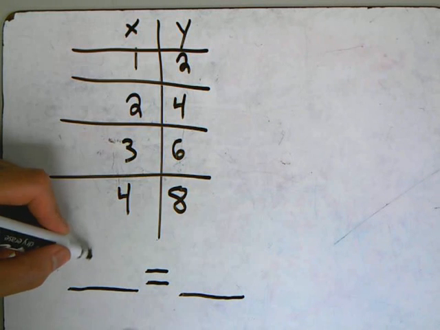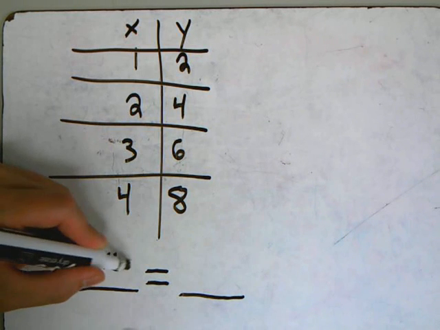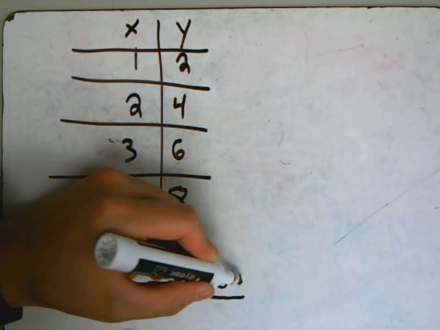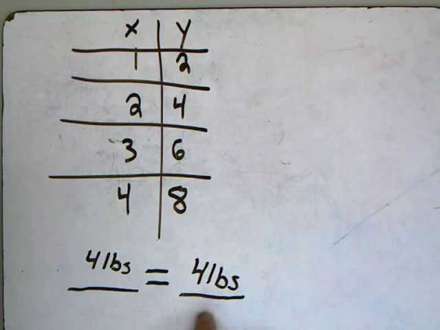So we could say that if we have 4 pounds on this side, it's equivalent to 4 pounds on this side. They have to be balanced. Just like our pan balance, we have an equal amount of weight. That's the same thing with equations.